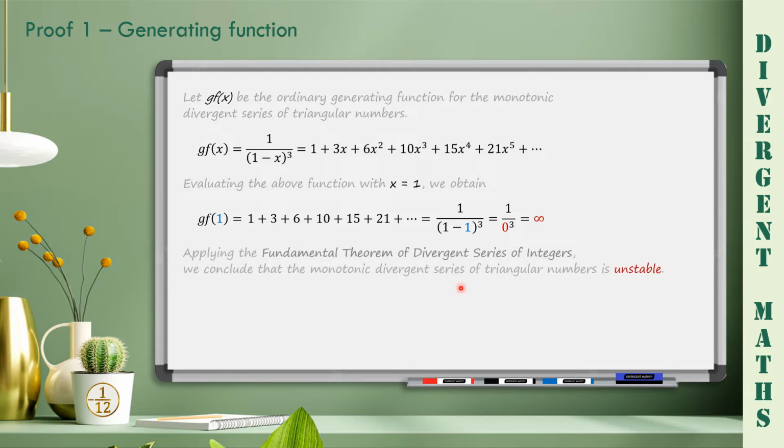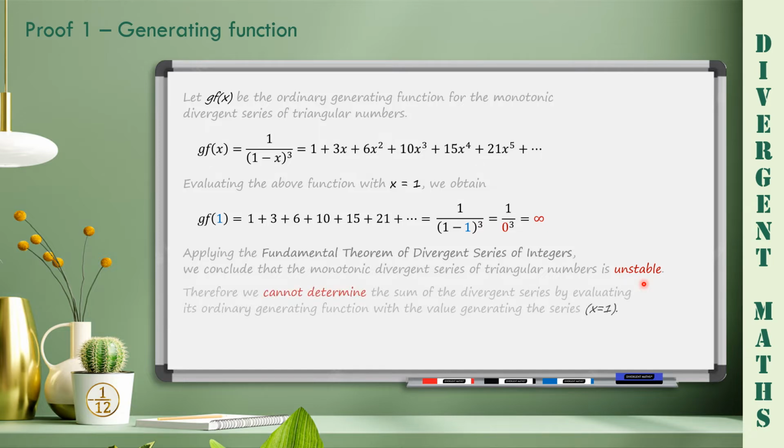So applying the fundamental theorem of divergent series of integers, we conclude that the monotonic divergent series of triangular numbers is unstable. Why unstable? Because when we evaluate it using the ordinary generating function at the value of x generating the series, we do not get a finite value. We get something over 0 at the denominator, which is infinite, and that tells us that the series is unstable. In other words, when we shift that series to the right by inserting leading zeros, or when we space the series equitably with zeros in between, we will get a different value.